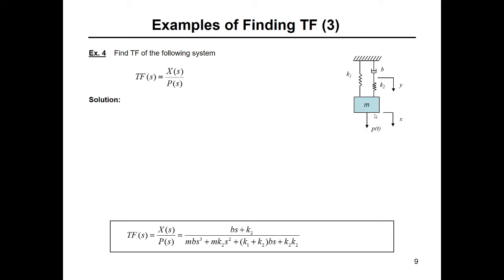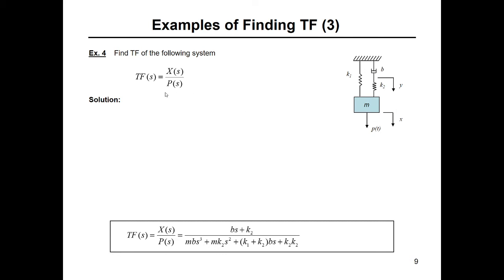What do we have here? We have a mass and 2 degrees of freedom, x and y. We have external force, P of t, 2 springs and 1 damper. There is a degree of freedom here between the K2 and B, the damper and K2. So in fact that's why we have 2 degrees of freedom in this system. All right, what are we looking for?